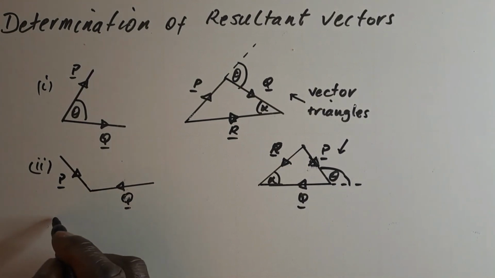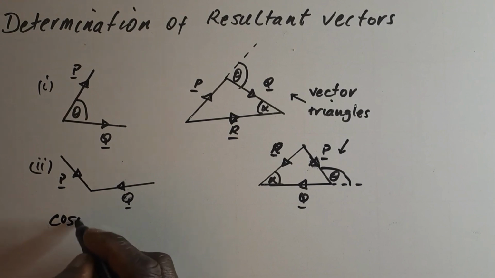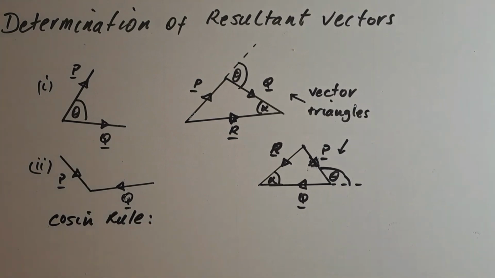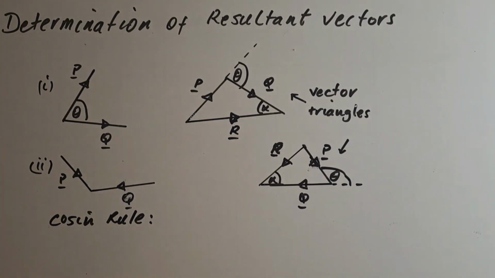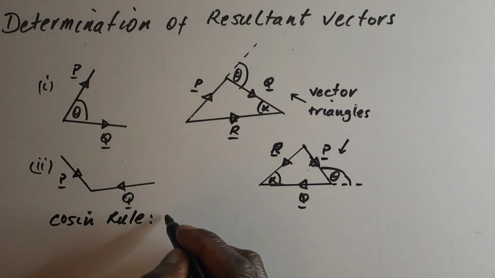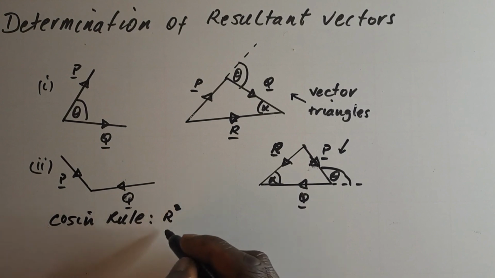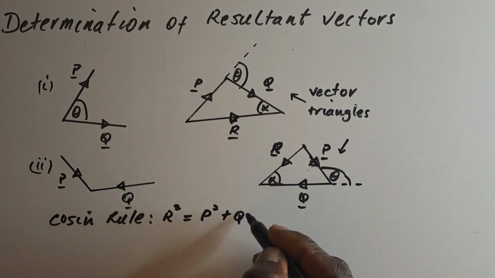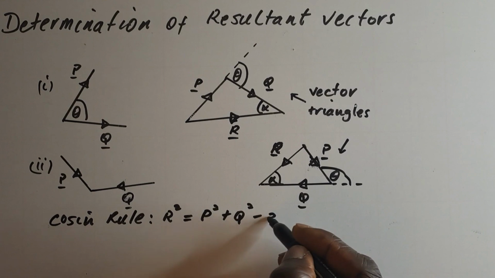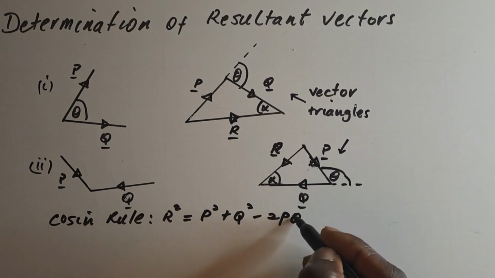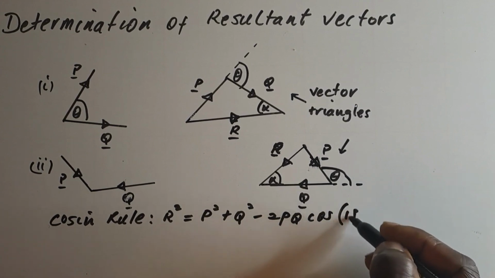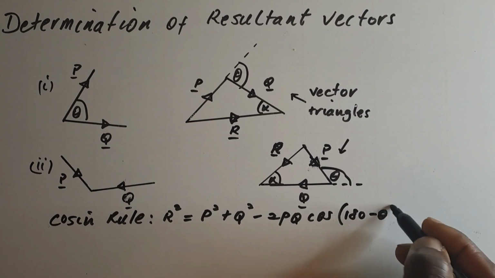Now, using the cosine rule, and if you are not too familiar with that, if you look at my previous videos, I've covered the cosine and also the sine rule. Now we have that r squared, the resultant, is equal to p squared plus q squared minus 2pq cosine of 180 minus theta.